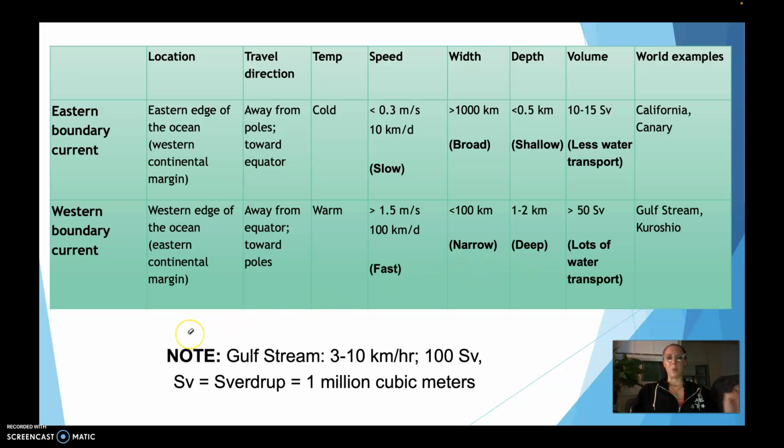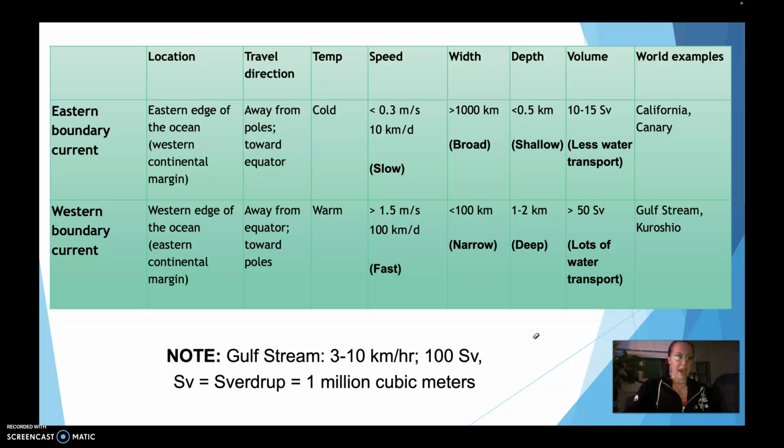One last thing I wanted to point out in terms of western and eastern boundary currents is that the Gulf Stream is much, much, much faster than most western boundary currents. The Gulf Stream is unique in that sense, and there could be several reasons for that. I have my own theories, but we'll get to that at another time if you want to have a conversation about it.